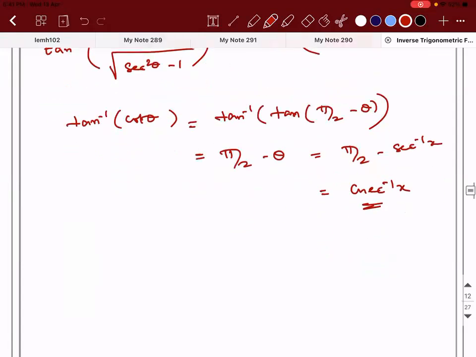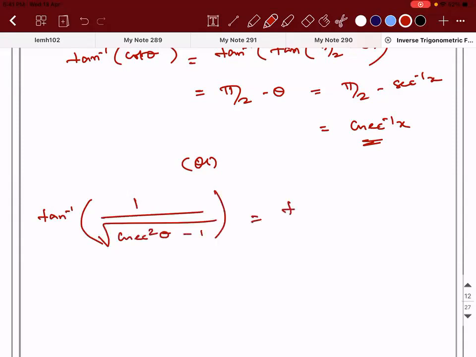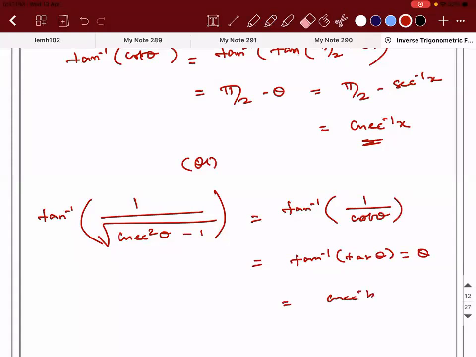Okay, now you may have a doubt: why didn't I substitute cosecant? If you try and see, tan inverse of root of cosecant square theta minus 1 is going to give you tan inverse of 1 by cot theta, tan inverse of tan theta, and in the end you'll still get the same answer.